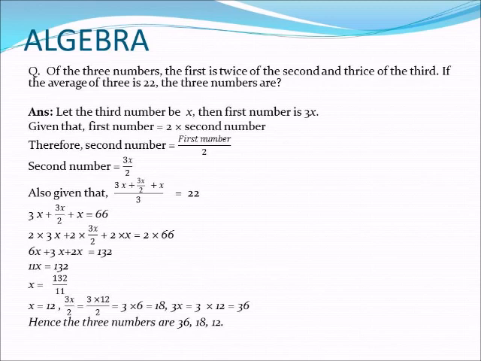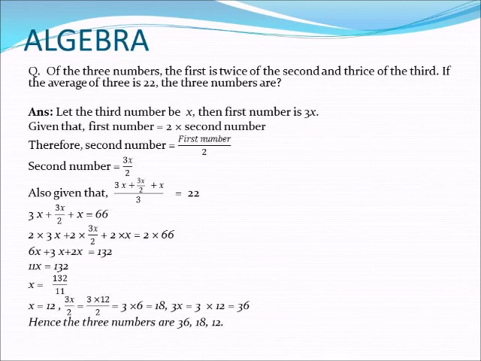Then 132 by 11 means how many 11s are in 13? 1 eleven. Remainder is 2. It becomes 22. How many 11s are in 22? 2 elevens. So x is equal to 132 by 11, which is 12. So x equal to 12. What was x? x was the third number. So third number is 12.